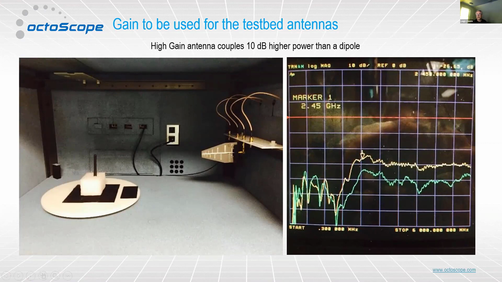What we're showing in this figure here is a measurement between dipole antennas at the bottom, and then we use the high gain antenna shown on the top, and we can see that those antennas give us about 10 dB more power than a dipole antenna would. So relative to a dipole, we've got about 10 dB gain there.